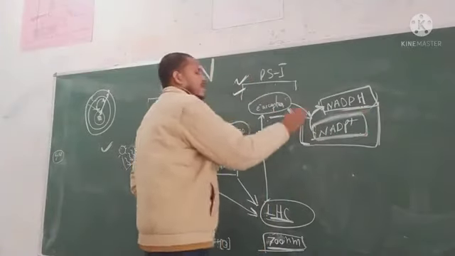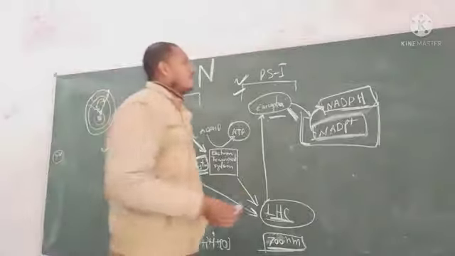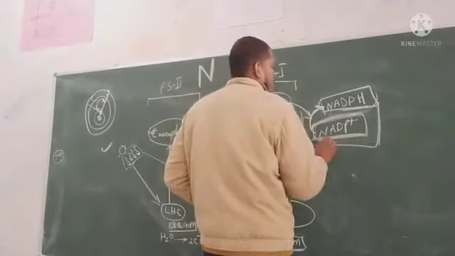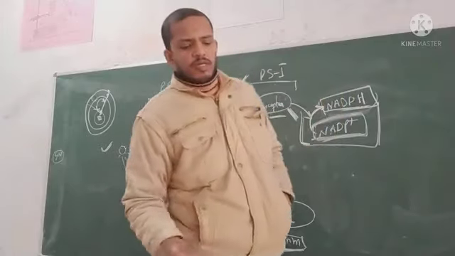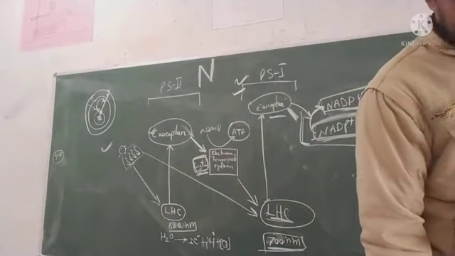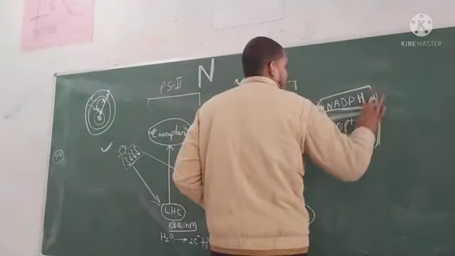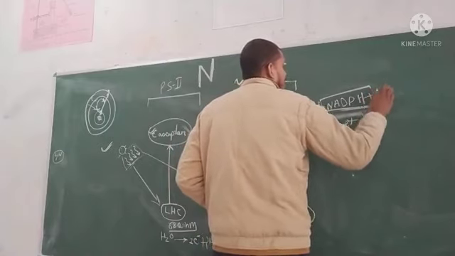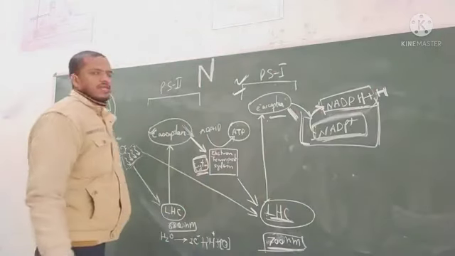Due to acceptance of that excited electron, this NADP plus gets reduced, in the form of NADPH, along with hydrogen. This one is going to be released. So in this way you can say the transport of electrons.